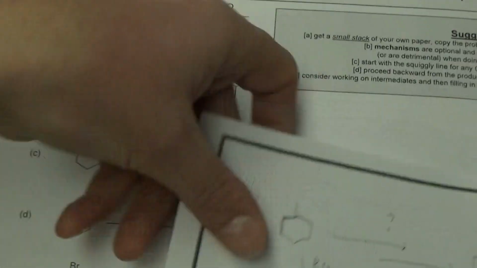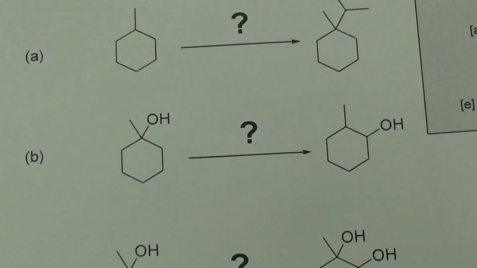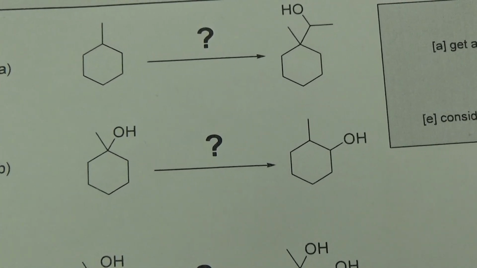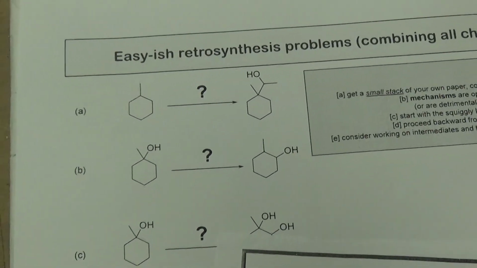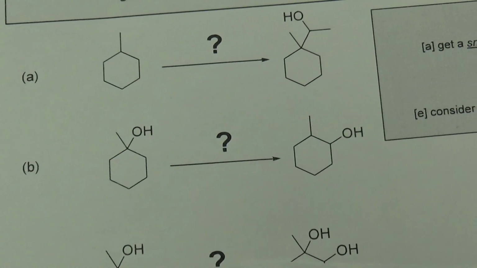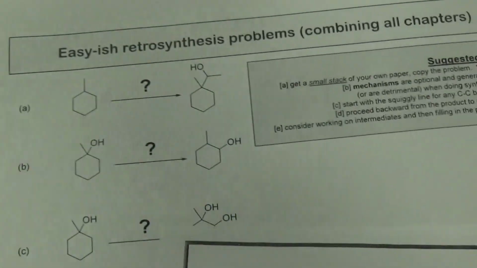Let's see problem B now. So problem B looks like we're going from a tertiary alcohol to a neighboring secondary alcohol. Are we adding any carbons? We're not adding any carbons, so there's no C-C bond forming, so no Grignards or anything. But let's think about how we do that.